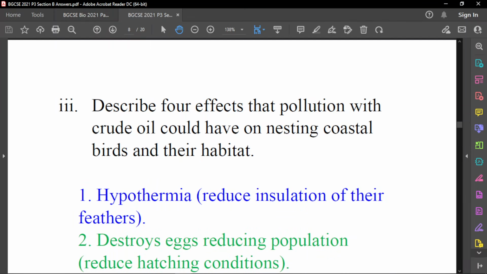We start question number 5. All right, so part 3 of this part, it says describe 4 effects that pollution with crude oil could have on nesting coastal birds and their habitats.